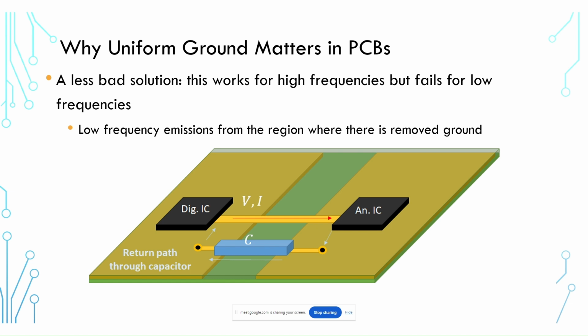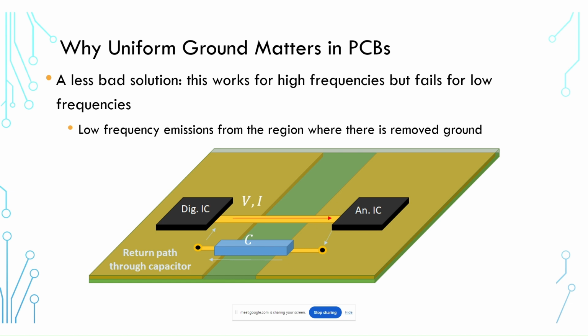One of the most commonly proposed solutions I see here is to link these two plane regions back together with a capacitor. Now, you can do that, and you could put this capacitor right next to this trace. And so now the idea is that this capacitor is going to provide a return current path for this signal that's traveling between this digital IC and this analog IC, or vice versa. Now, of course, what's the problem with this? Well, this works for very high frequencies because at high frequencies, a capacitor has very low impedance. And so it's very easy for the current to pass from one side of the capacitor to the other as a displacement current. So sure, this works fine for high frequencies.